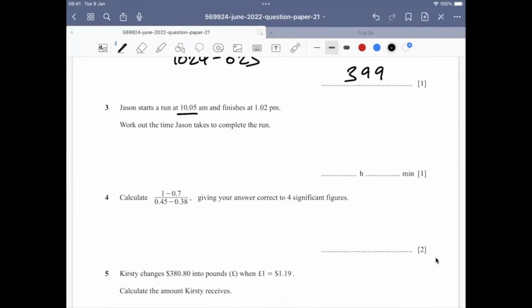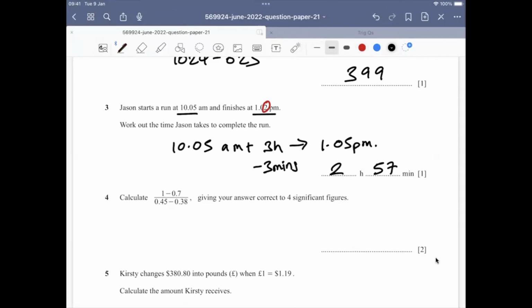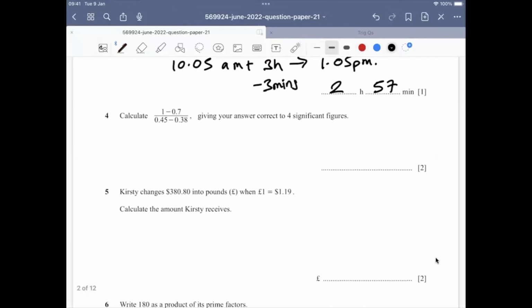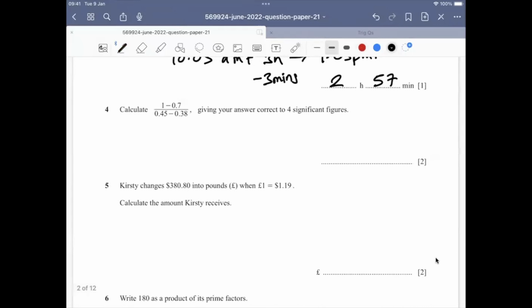So he starts at 10:05 and finishes at 1:02. If we take 10:05 a.m. and add 3 hours, we're going to get 1:05 p.m. Except he doesn't finish at 1:05, he finishes at 1:02. So we're just going to take away 3 minutes from this, and we're going to get 2 hours and 57 minutes.